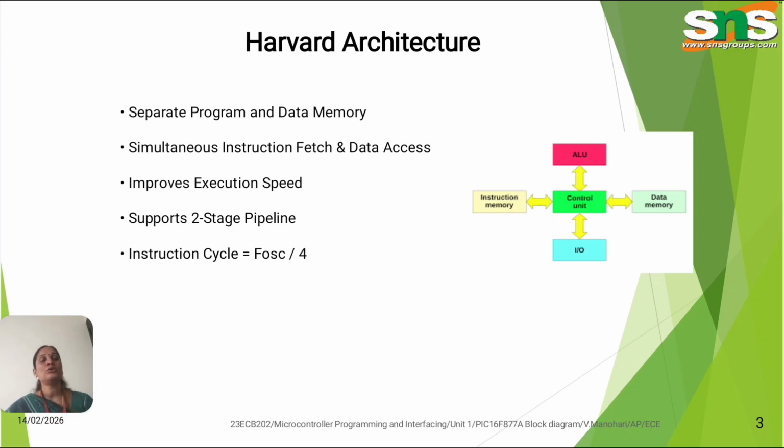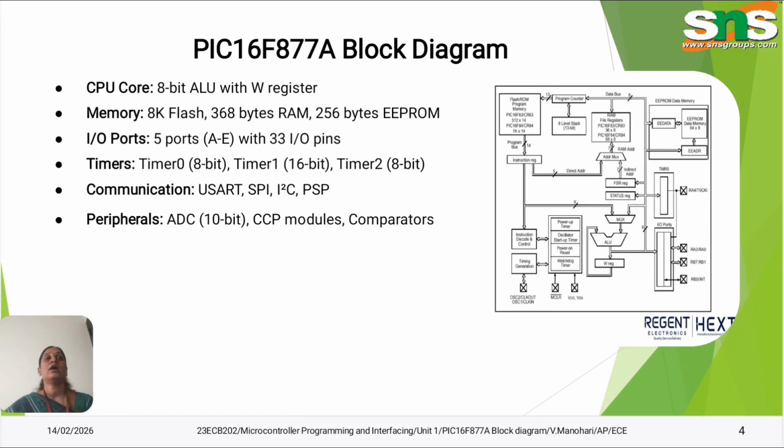Next, move on to the block diagram. At the center, we have a CPU core. Around it, we have a memory unit, I/O ports, timers, communication modules, and peripherals like ADC and PWM. If you think about it, this is a small mini computer inside a single chip.